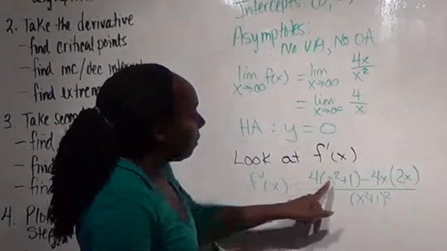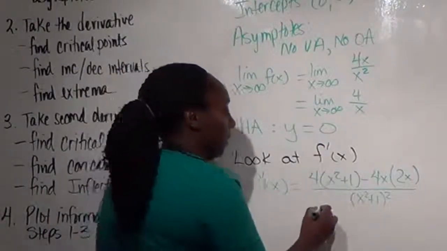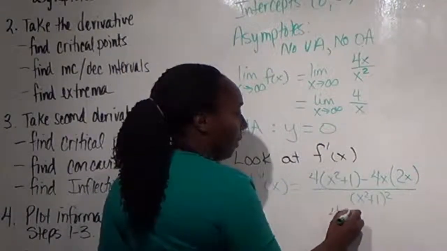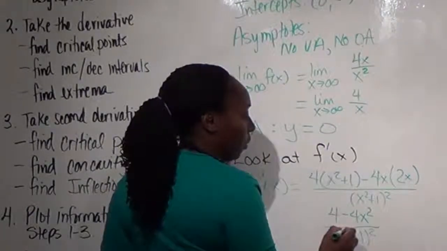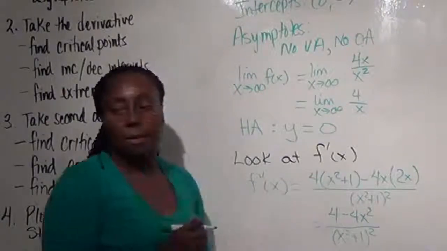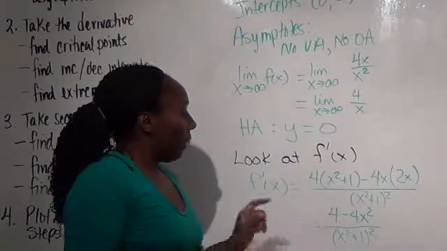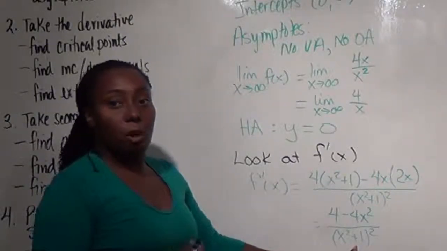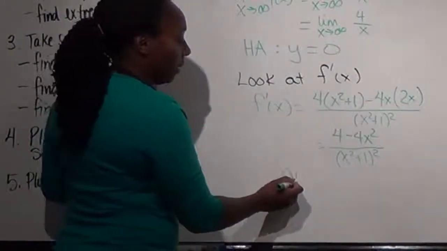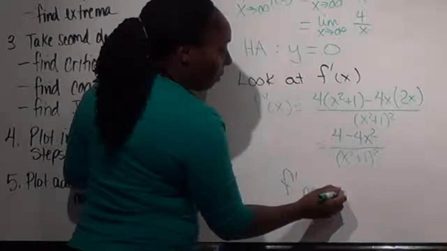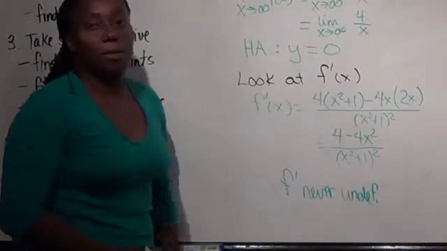Okay. Simplifying here, we get a 4x squared minus an 8x squared and 4, so 4 minus 4x squared, all over x squared plus 1 squared. Okay, from there we can see first that the denominator is always positive, so again there's not going to be any places f prime is undefined. So f prime is never undefined.